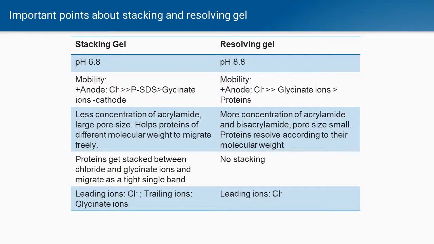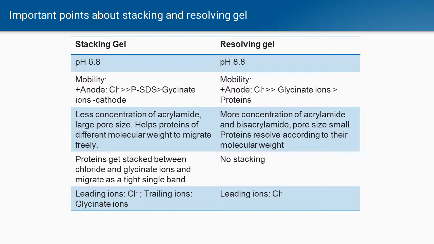Important points about stacking and resolving gel that every student has to keep in mind are: the pH, for stacking it is 6.8, for resolving it is 8.8. Mobility of ions is very important as it's going to solve many of your questions. From anode to cathode, the mobility pattern in a stacking gel is chloride ions followed by SDS bound protein followed by glycinate ions. In resolving it is chloride ions followed by glycinate ion followed by proteins.